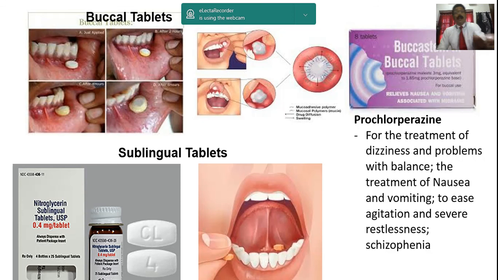And you see buccal tablets. As I told, the tablets can be kept under the lips, near the teeth. You can see there, near the teeth, how it is kept, and it can also be kept in the upper part of the buccal cavity. As I told, prochlorpromazine is a tablet which can be used for certain patients who have schizophrenia, restlessness, dizziness, nausea, and vomiting, and immediate action can be given by means of buccal tablets.